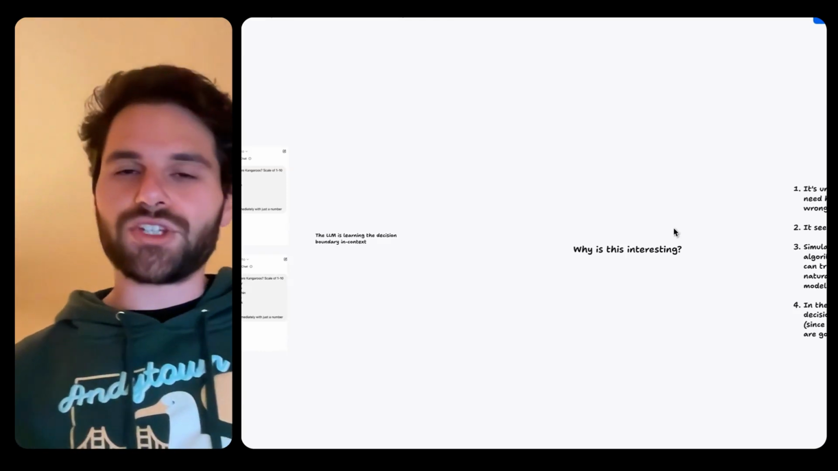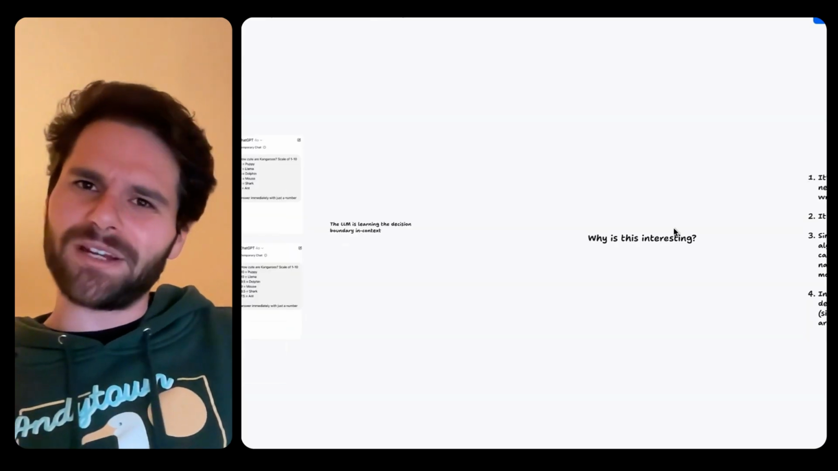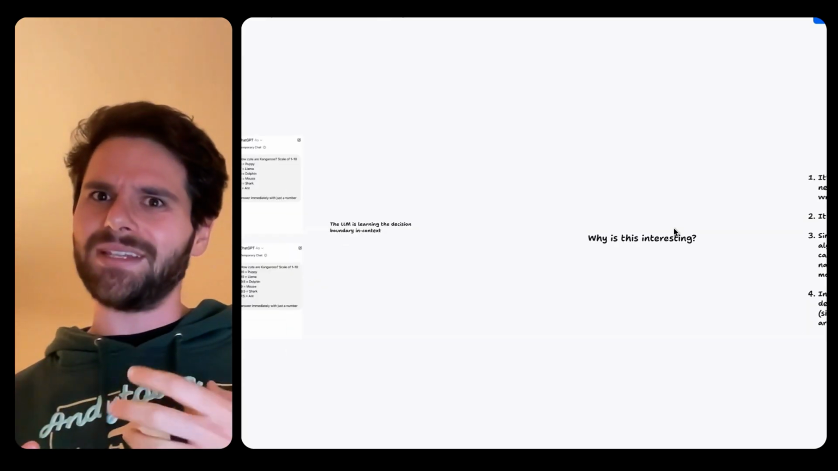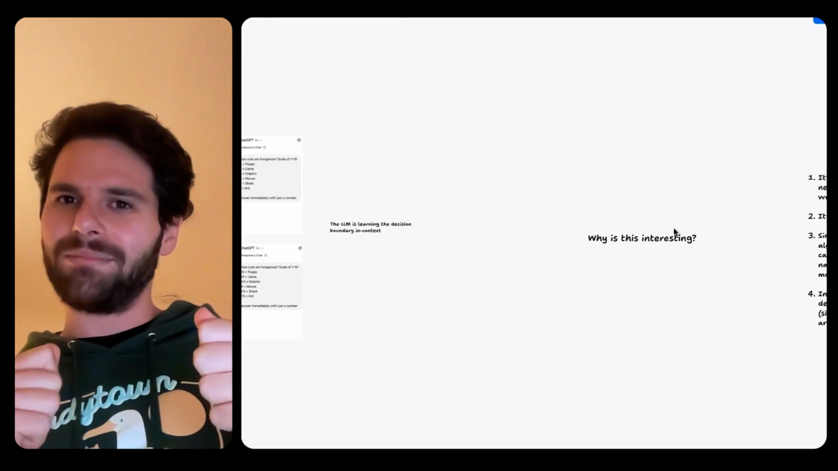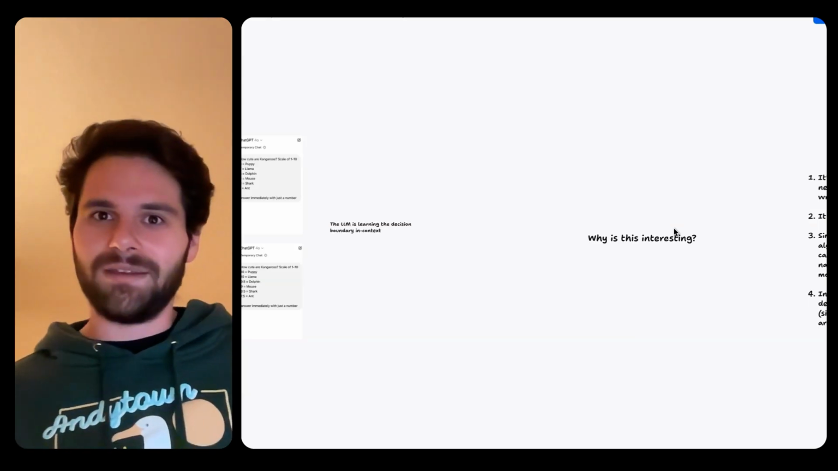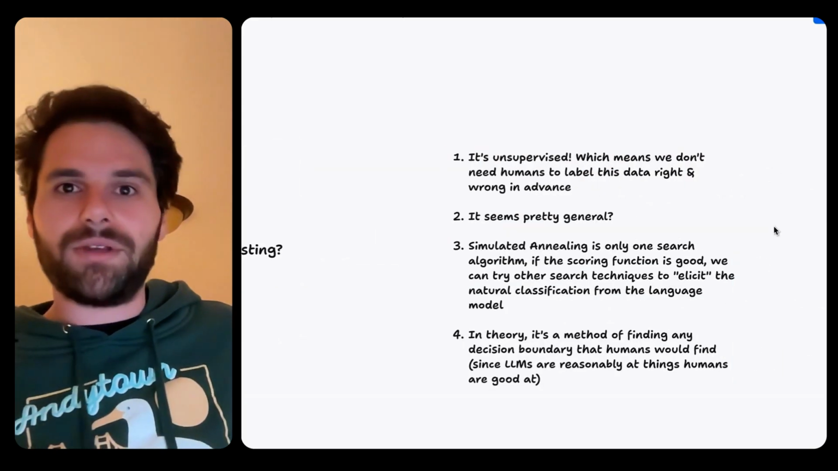And the last part is just, why is this paper interesting? It's kind of a weird process. They ask the language models for labels, and then they do simulated annealing to mess with the labels, and then they end up with some classification. It's like, what even happened? So I think this is reasonably interesting for 3 reasons.